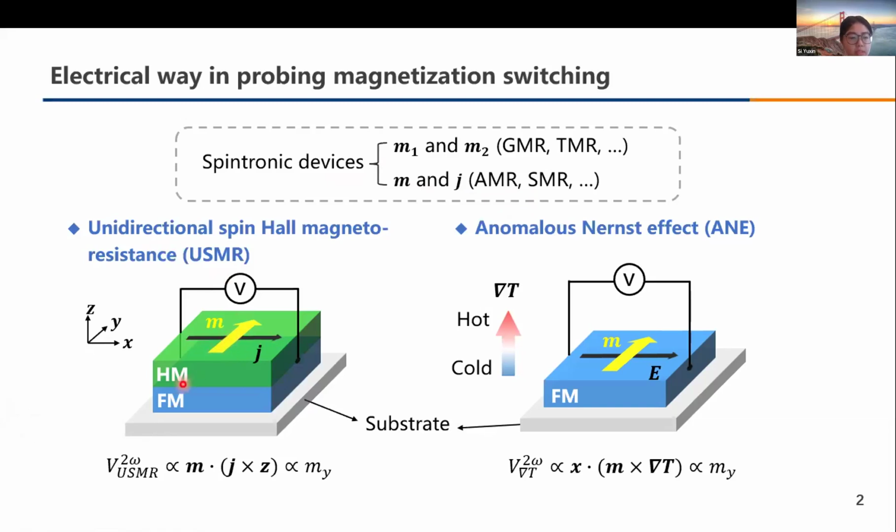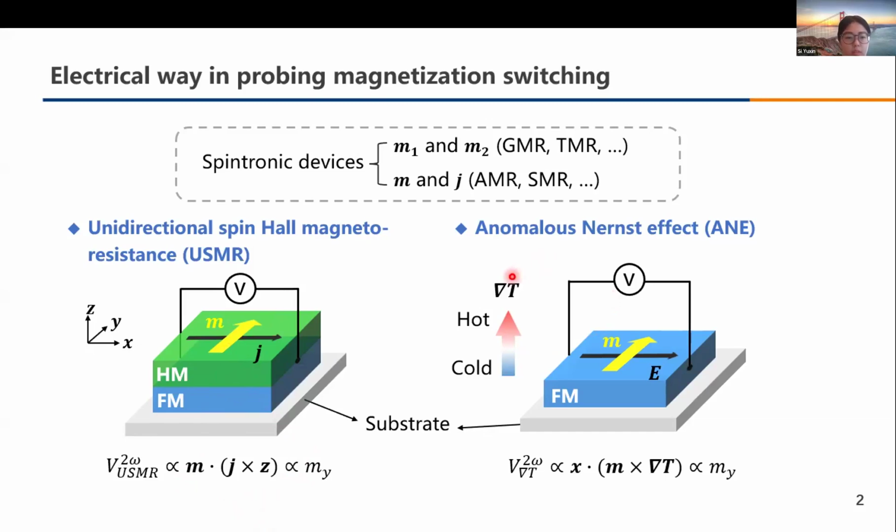In a system consisting of a heavy metal and an in-plane ferromagnet, the signals from USMR are proportional to m · (j × z). When the current j is along the x direction, the signal responds linearly to the y component of the magnetization, my. Another contribution to the longitudinal resistance comes from ANE.